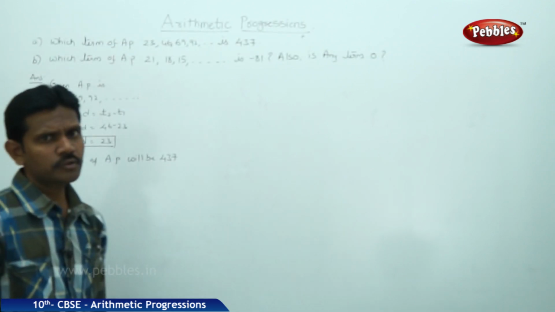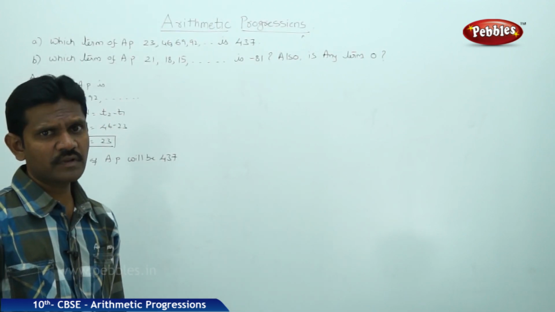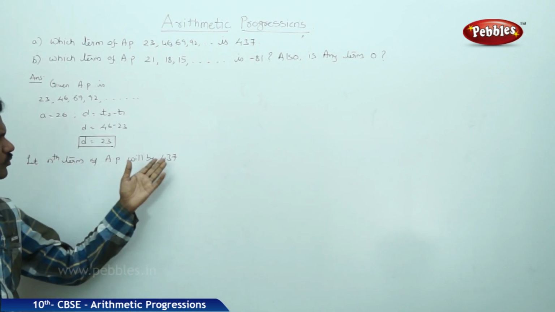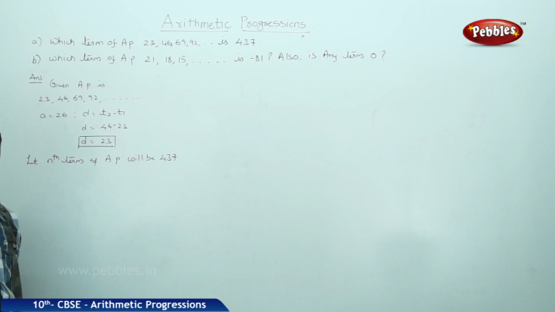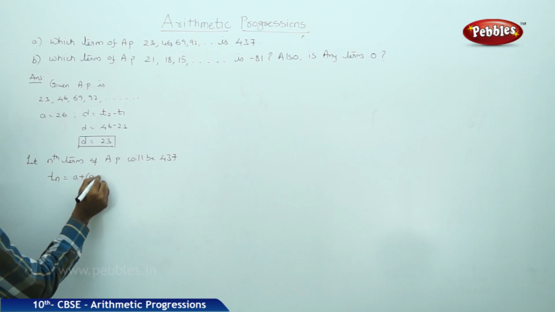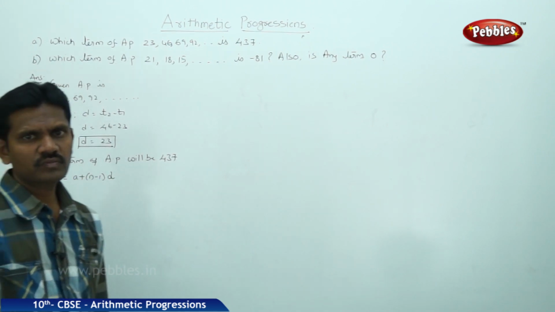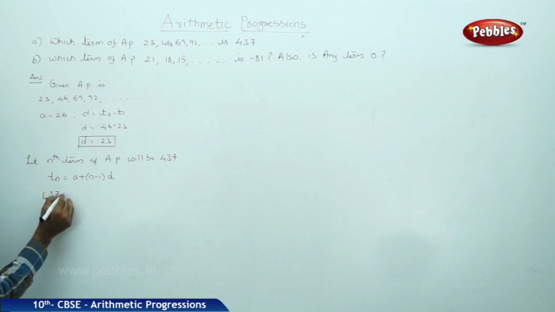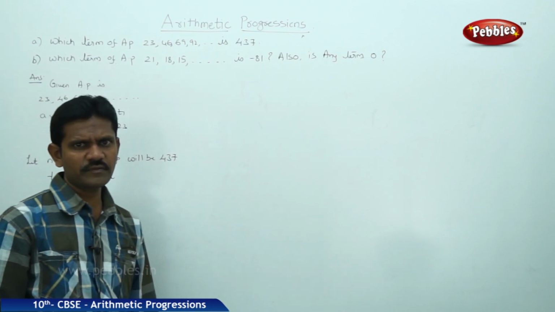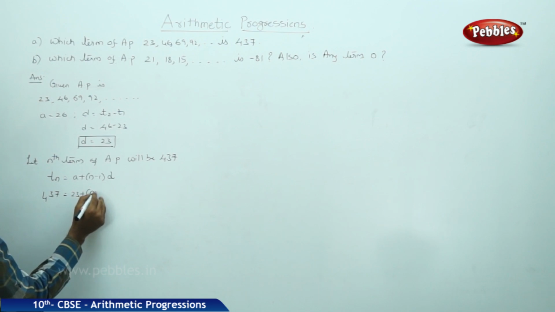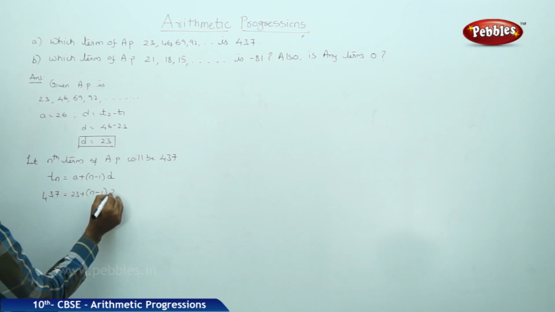437. Actually, I don't know at which position 437 will occur, but that's my supposition that 437 is at the nth position. The nth term is Tn is equal to A plus n minus 1 into D. In the Tn position you have to replace 437. Why? Because its nth position is 437. That is A value 23 plus n minus 1, n value I don't know, into common difference 23.